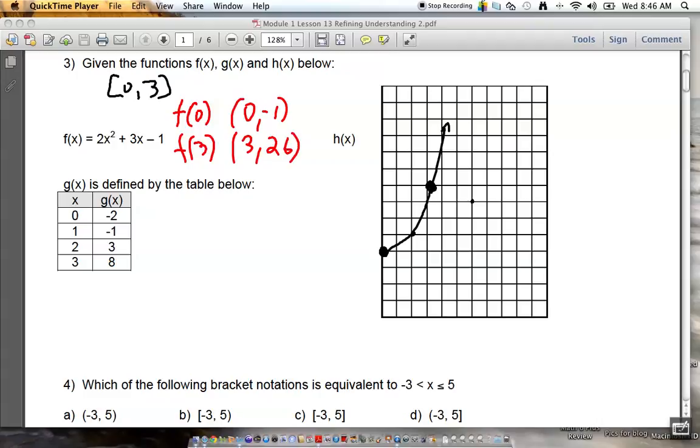And when I subtract, I'm doing change in y over change in x now. Remember, average rate of change is just like slope. So it's going to be 26 minus negative 1, which is 27, over 3 minus 0 is 3, which is 9. So the average rate of change on the f of x is 9.